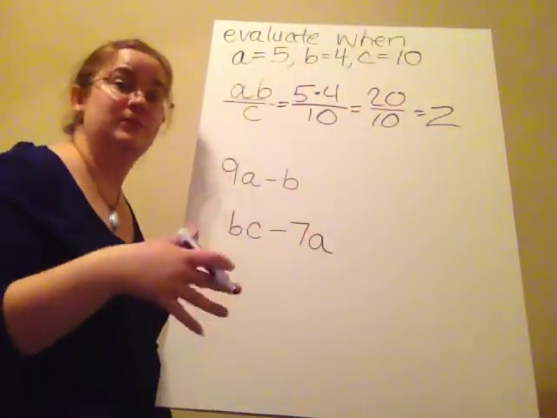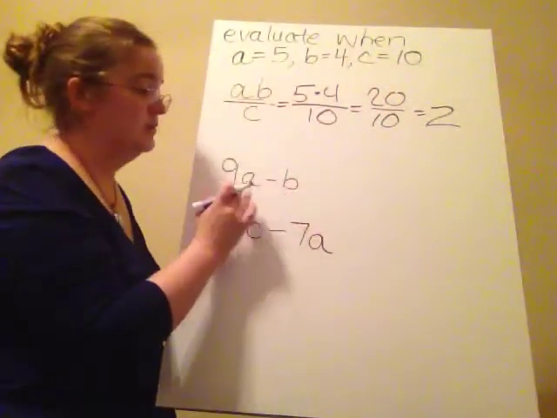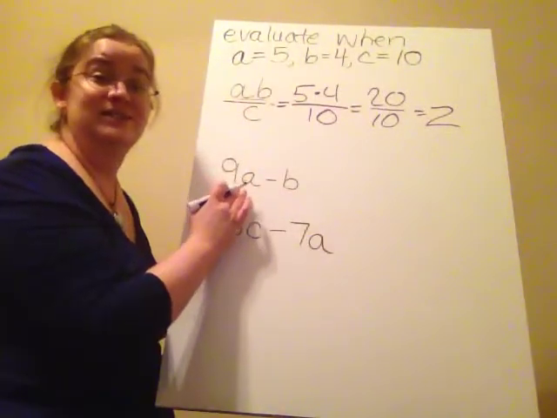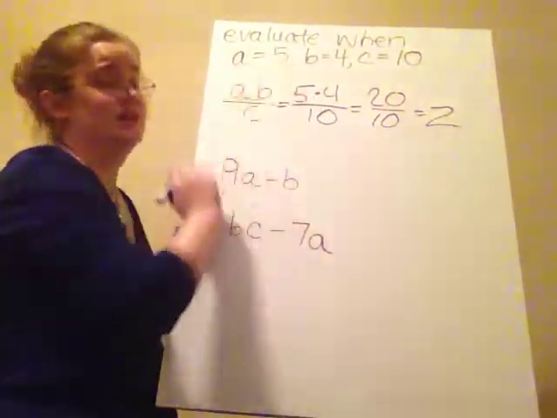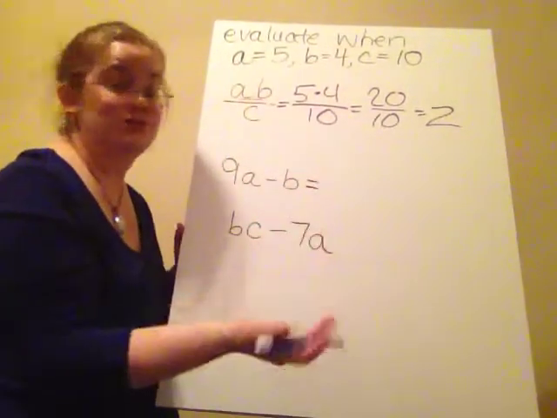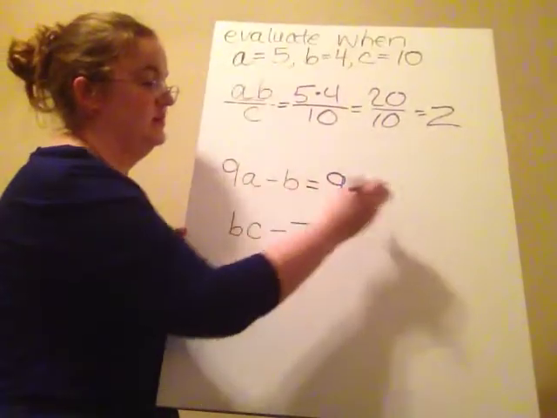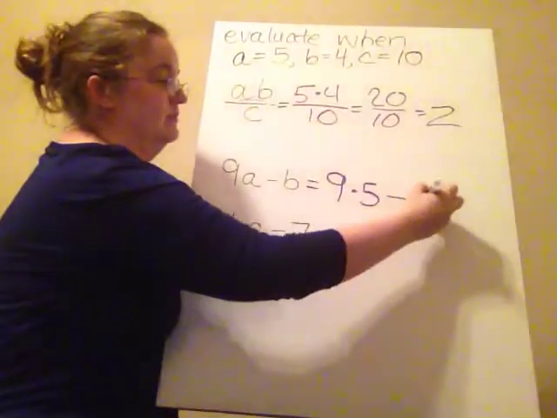You don't need it for this problem, so you just ignore the fact that C is 10 because it doesn't apply to this one. We're just going to deal with A and B. And so as you take a look, this is 9 times A. So 9 times A would be 9 times 5. I'm just going to substitute those numbers in. So 9 times 5 minus, and for B, it tells me that I'm going to put in 4.